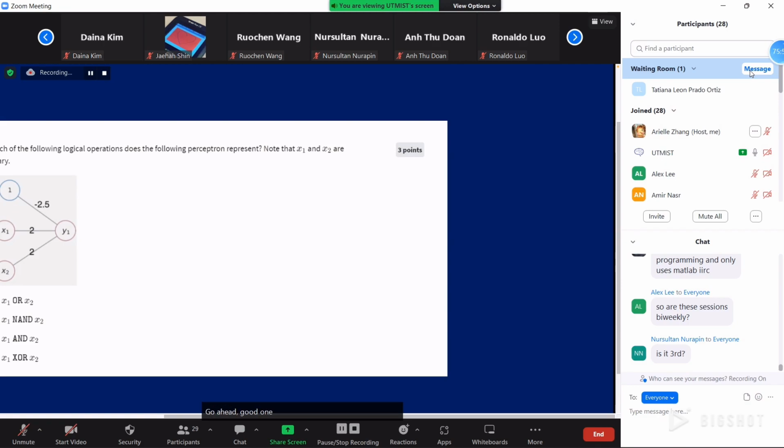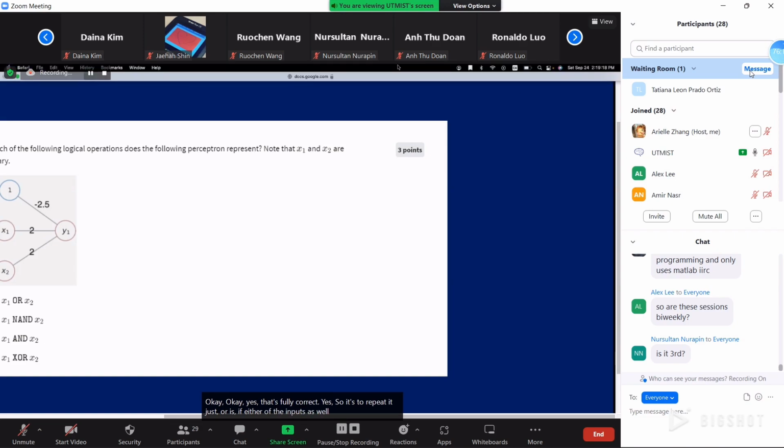Okay, yes, that's fully correct. To repeat, for OR, if either of the inputs is 1, the output becomes 1.